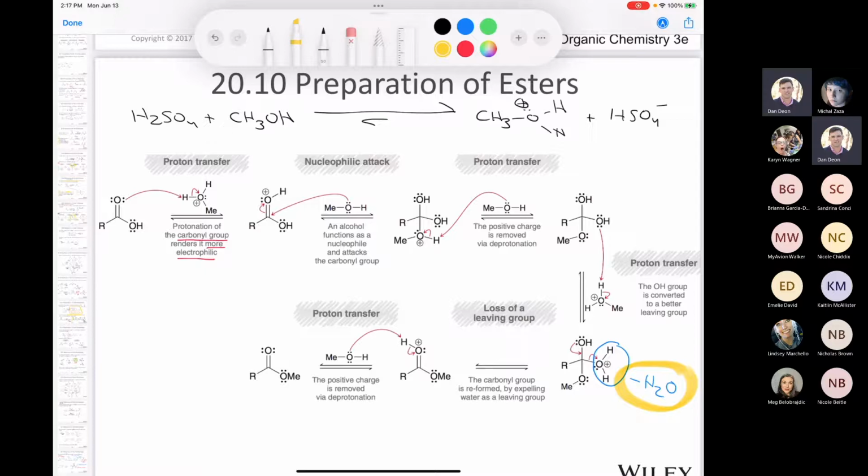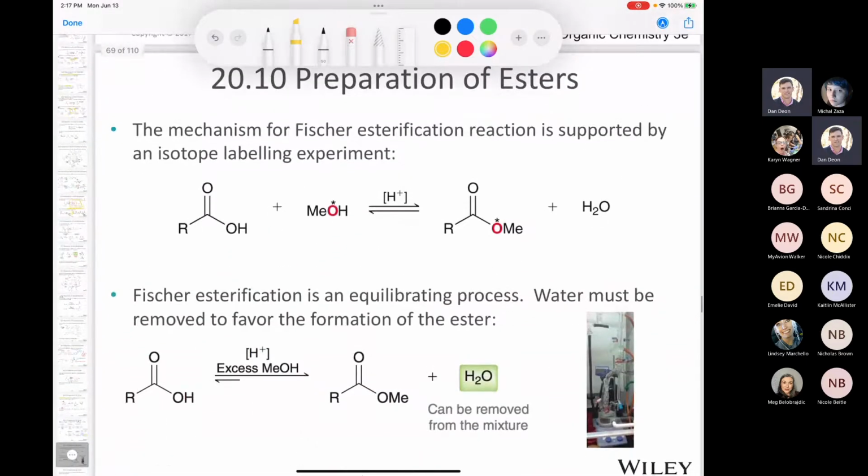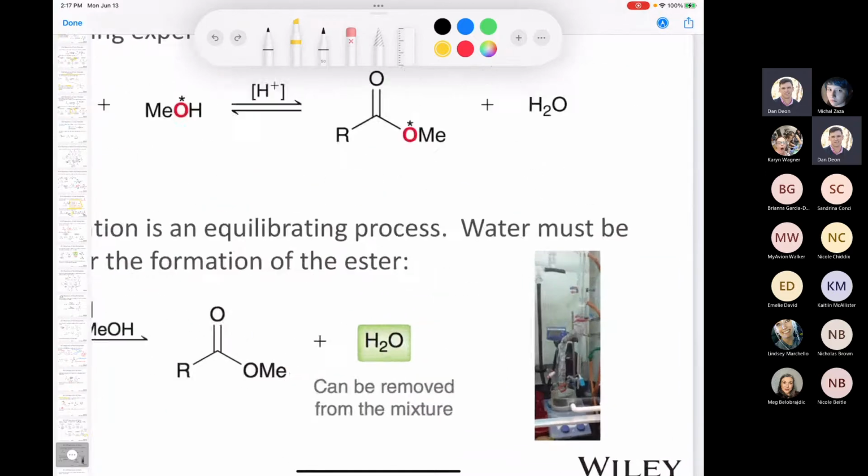You can mix ethanol and water, so you can certainly mix methanol and water. How do you remove the water? Well, the way we do it is to use a special piece of glassware. It's called a Dean-Stark trap. Let me kind of zoom in.